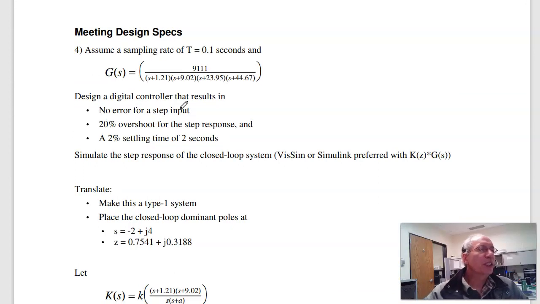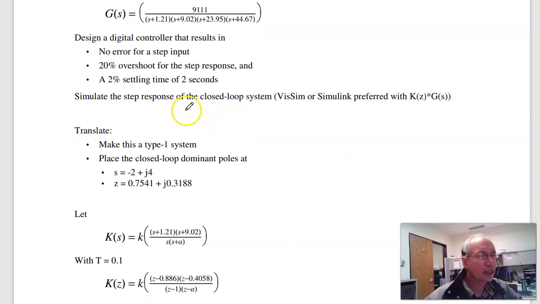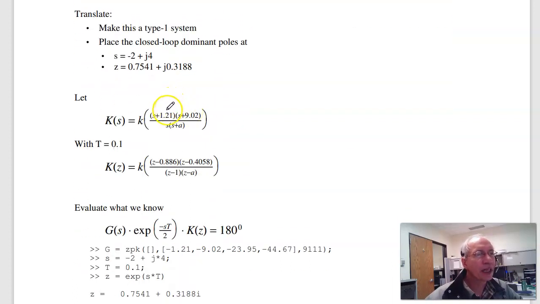Problem 4 is more of a generic design. Assume a sampling rate of 0.1 second. I want to have a 2-second settling time and 20% overshoot. Come up with k of z. Well, to do that, it's kind of what we did in the S-plane. I'm going to cancel the pole at minus 1.2, minus 9.02, add a pole at s equals 0, that makes it type 1, add a second pole, slide this guy around until minus 2 plus j4 is on the root locus. Z-plane, same thing. A pole at minus 1.21 is 0.886 with t is 0.1. Here's the second zero, here's the pole. The second pole I don't know where it is.